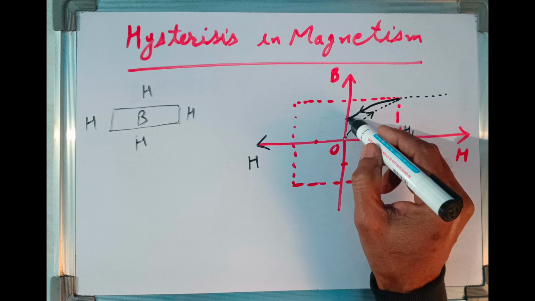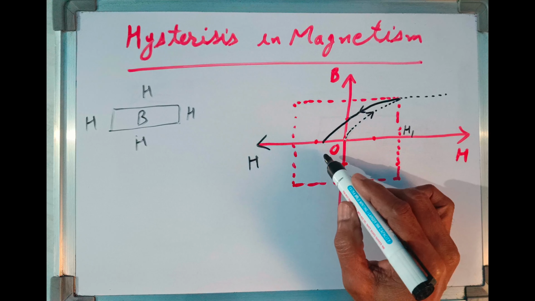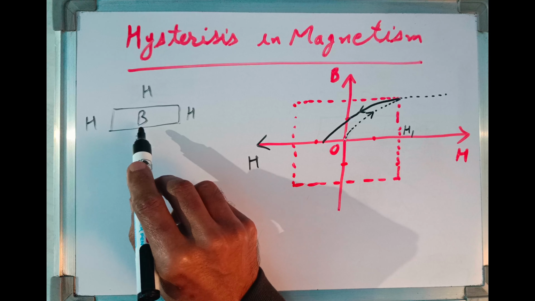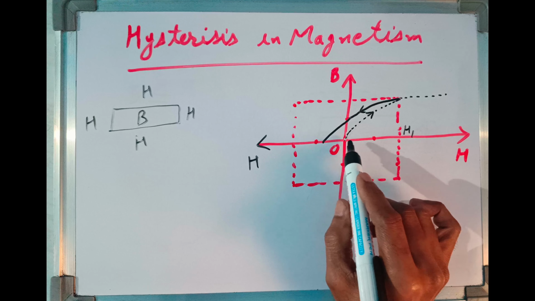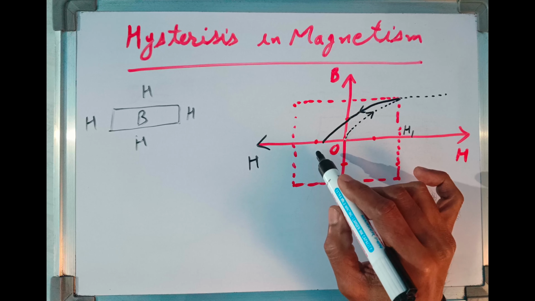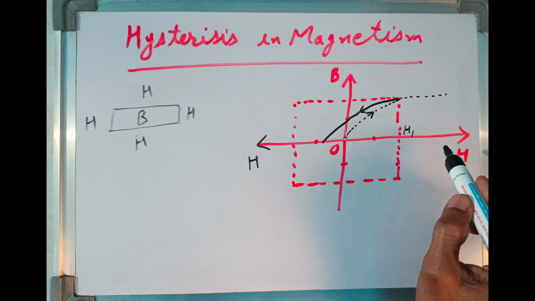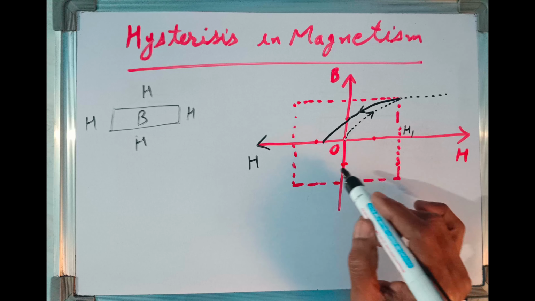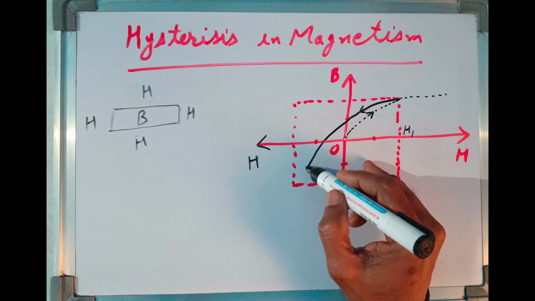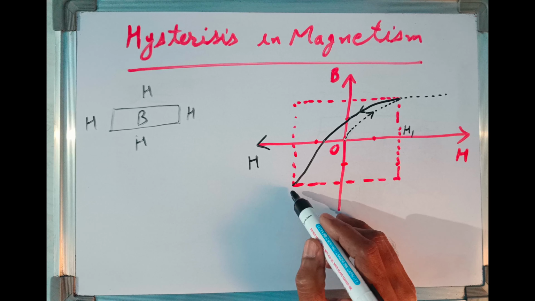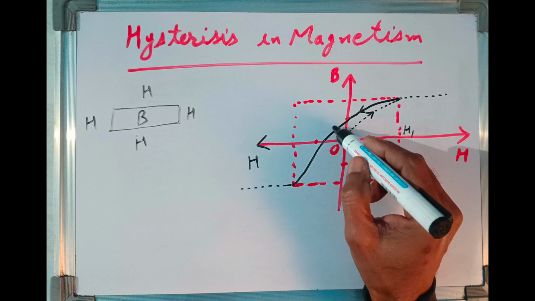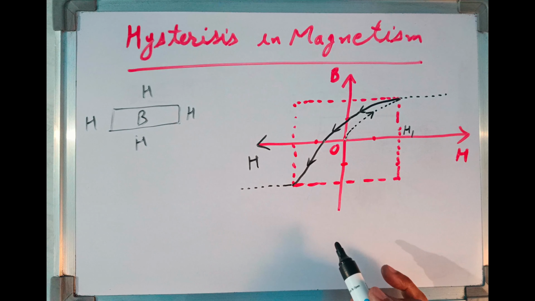Then B starts decreasing, and at a certain position B becomes 0. It means the induced magnetic field does not become 0 when H is 0, but it becomes 0 for some value of H in the opposite direction. That is called the negative external magnetizing field. If I go on increasing the negative value of H, the graph follows this path. And at this stage, again B stops increasing in the opposite direction. So this is the path the graph followed.